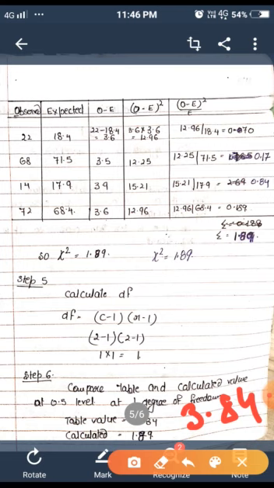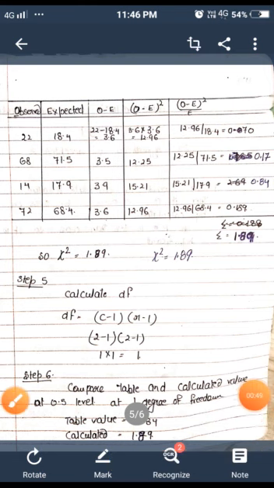Table value, don't get confused, what is the table value? The table value is the standardized value that is already given to you in your books also. So the table value is 3.84. We will compare the table value and the calculated value. Our calculated chi-square value is 1.89. The table value is 3.84 and the calculated value is 1.89.